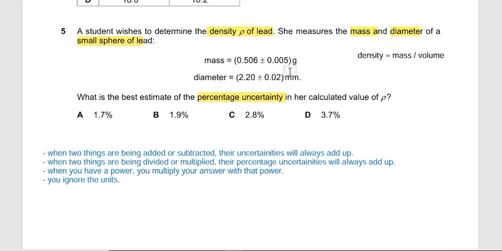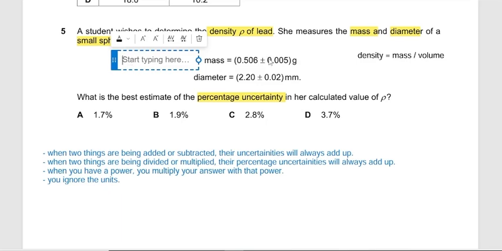Now the question that arises is, number 1, how will we find the percentage uncertainty? And number 2, we have to find the volume, what they have given is a diameter. Let's deal with the first problem. The first problem is how to find the percentage uncertainty. Simply, you take this uncertainty 0.005 and divide it by the value 0.506 and then you multiply it by 100.